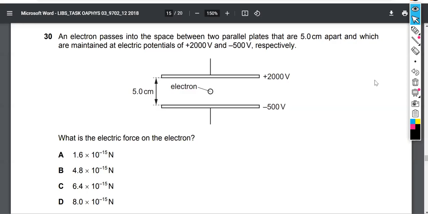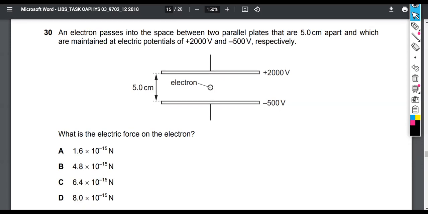All right, in this worked example, we're taking a look at electric fields, and this question comes from 2018 question paper 12 from the spring administration. It says an electron passes into the space between two parallel plates that are 5 centimeters apart and which are maintained at electric potentials of positive 2000 volts and negative 500 volts respectively. What is the electric force on the electron?